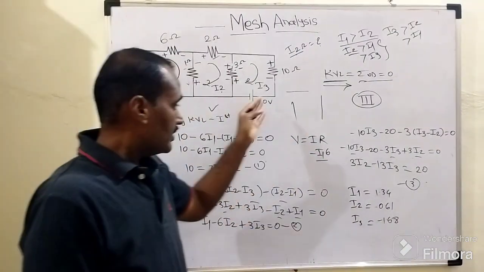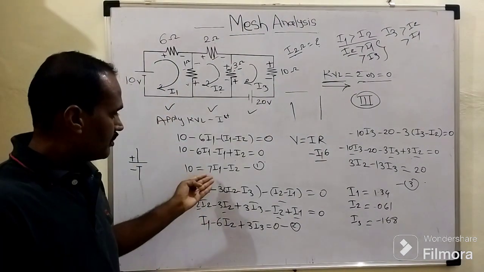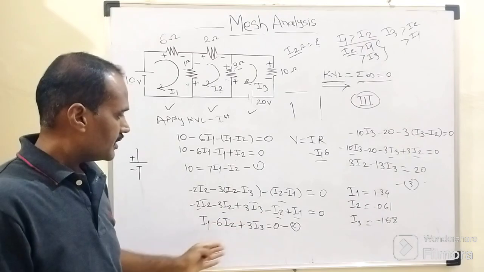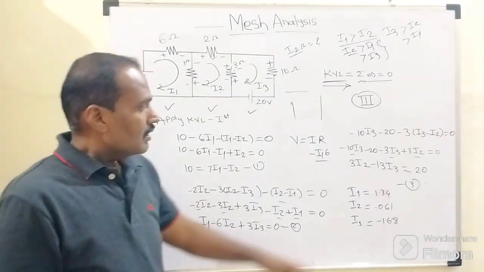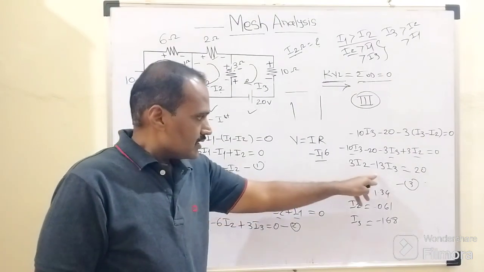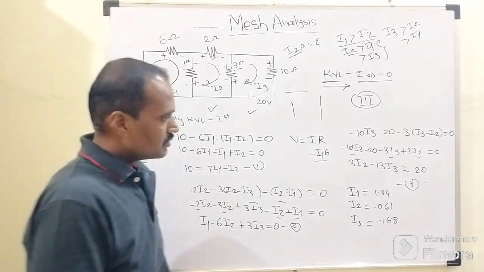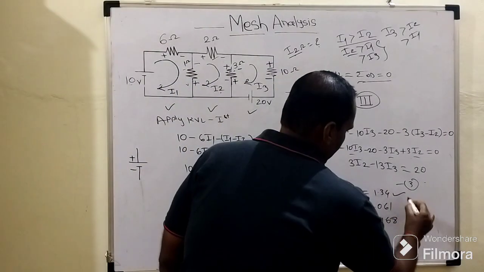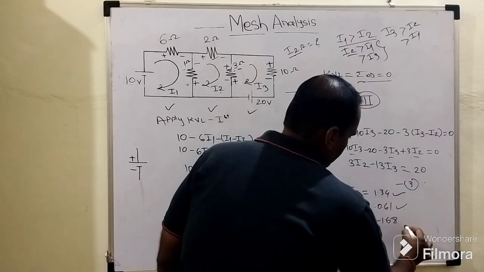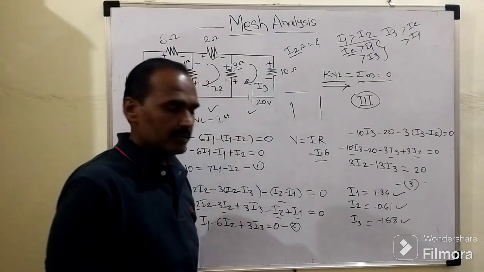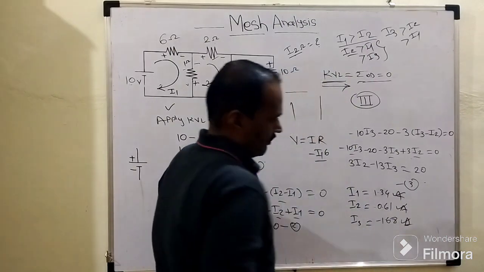Okay friends, so once these three equations are solved: equation number 1 is 10 equals 7 I1 minus I2. Equation number 2 is I1 minus 6 I2 plus 3 I3 equals 0. And equation number 3 is 3 I2 minus 13 times I3 equals 20. Right? When these three equations are solved with the help of this scientific calculator, we get I1 equals 1.34, I2 equals minus 0.61 and I3 equals minus 1.68. The unit for these currents is ampere.